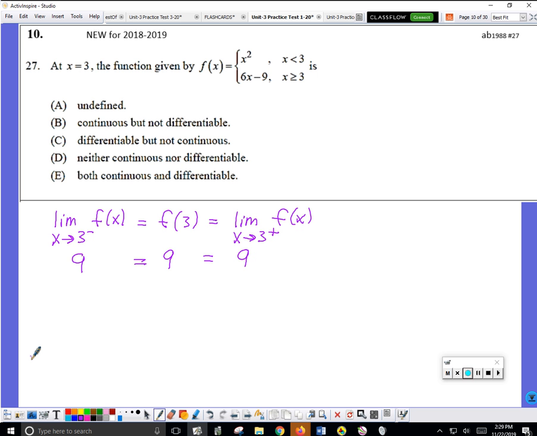Just keep pushing yourself to always be really precise. The more precise, the fewer mistakes you'll make. So f is continuous at x equals 3.